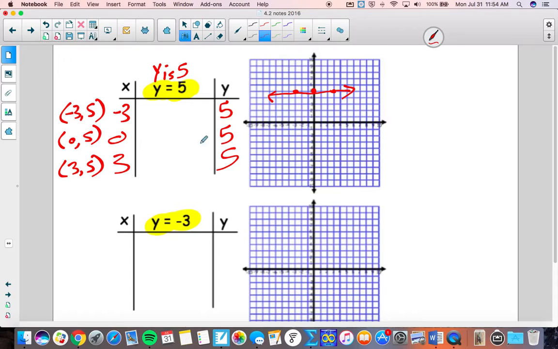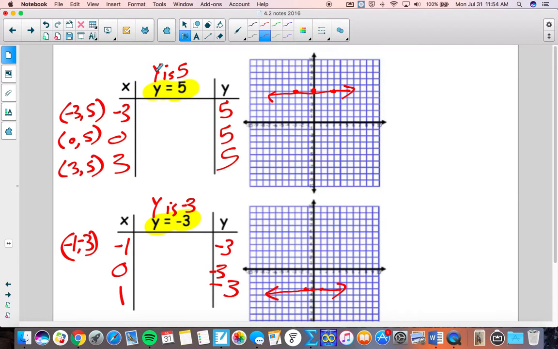Let's try that down here. I'll change the x's up because I don't want to get you all confused with the 3's. So, -1, 0, 1. The rule is that no matter what x is, y is -3. I don't care what you do with x, but y is -3. So now we have 3 coordinate pairs: -1, -3, 0, -3, and 1, -3.